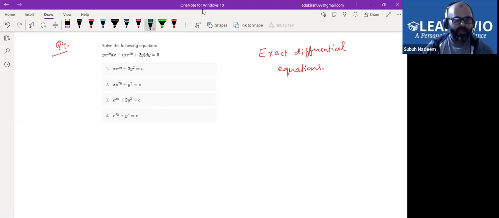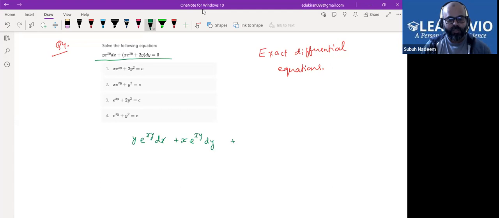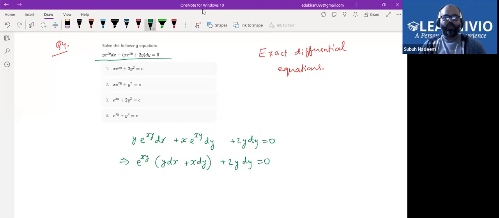Like I can give you a hint that this function, if you write it as y e to the power xy dx, and then plus x e to the power xy dy plus 2y dy equal to 0. And then you take e to the power xy common. So it will be y dx plus x dy plus 2y dy equal to 0. Now you have to think a little bit what you need to do. So two steps I have given. First, I opened the bracket and then I have taken e to the power xy common.